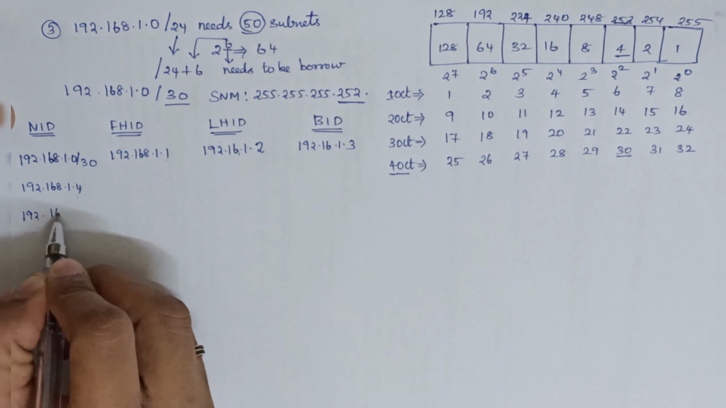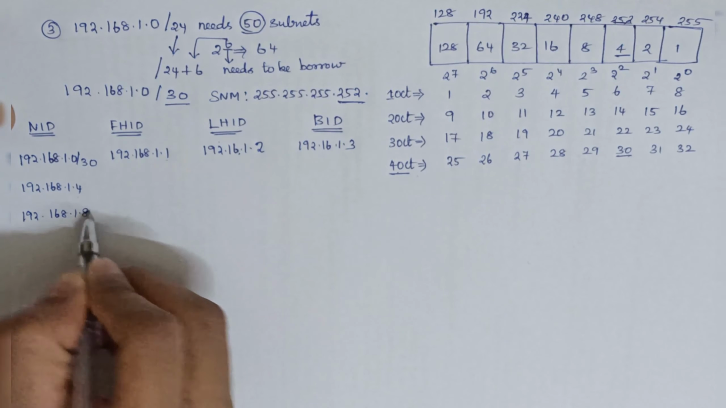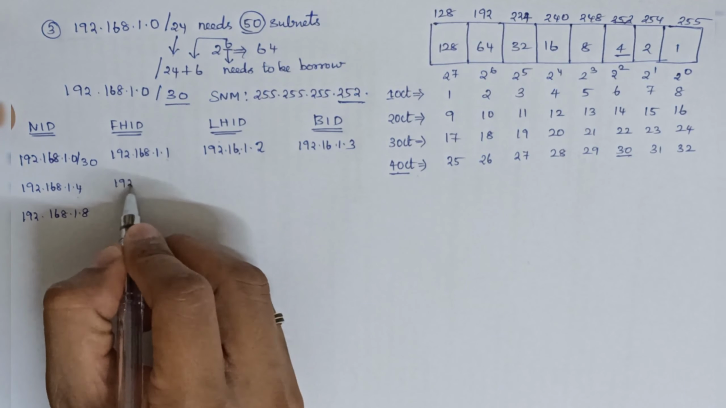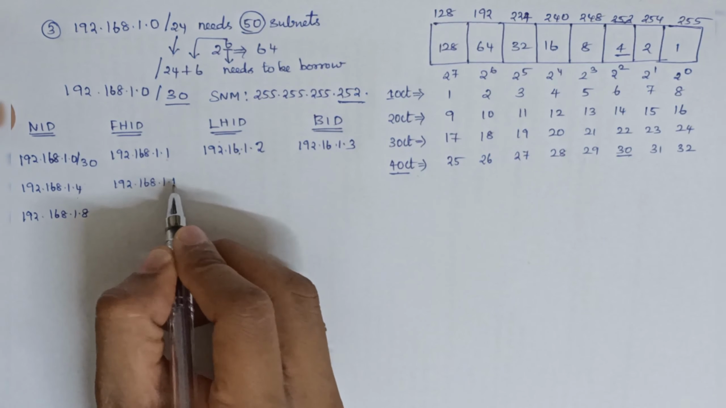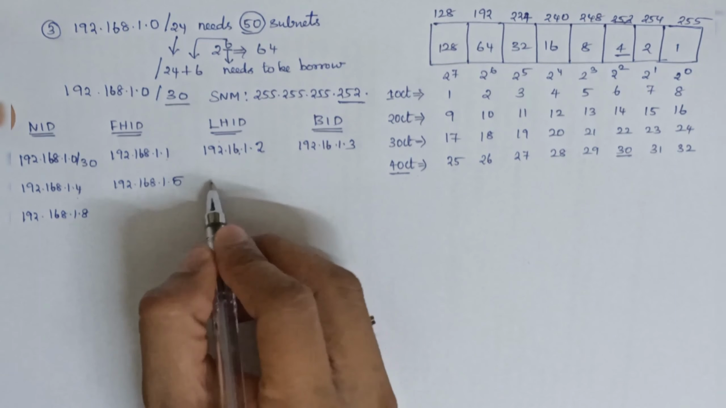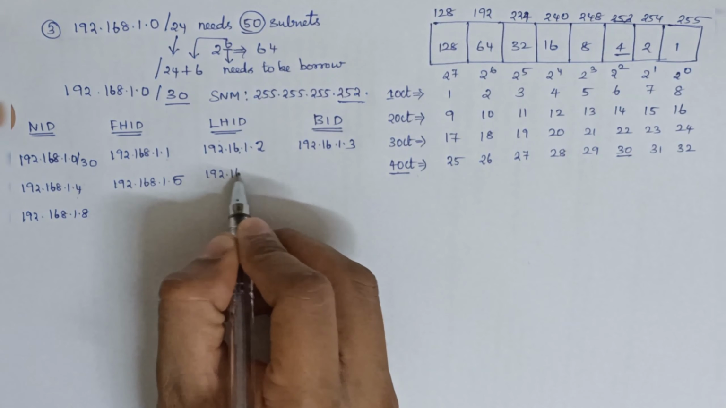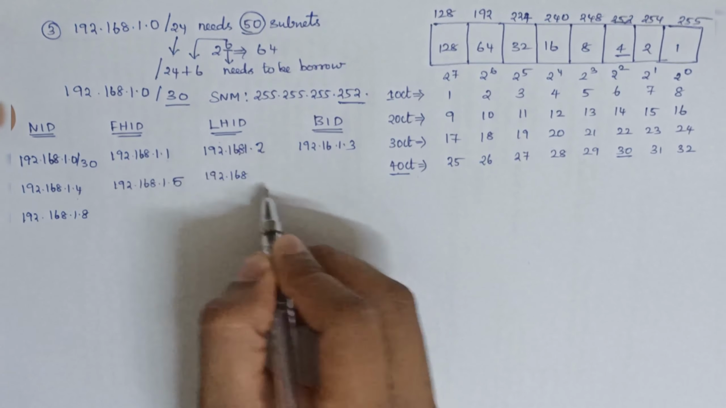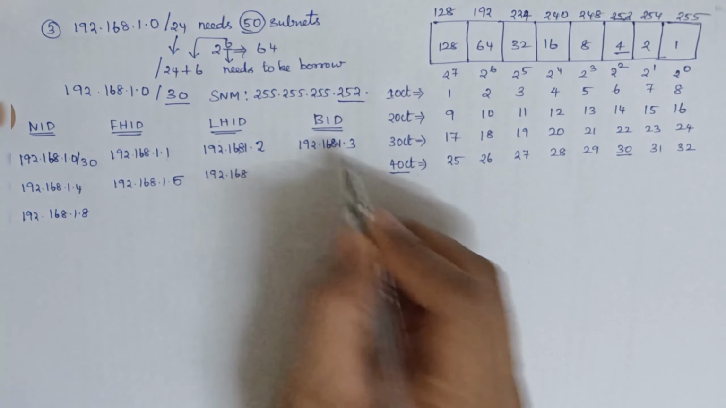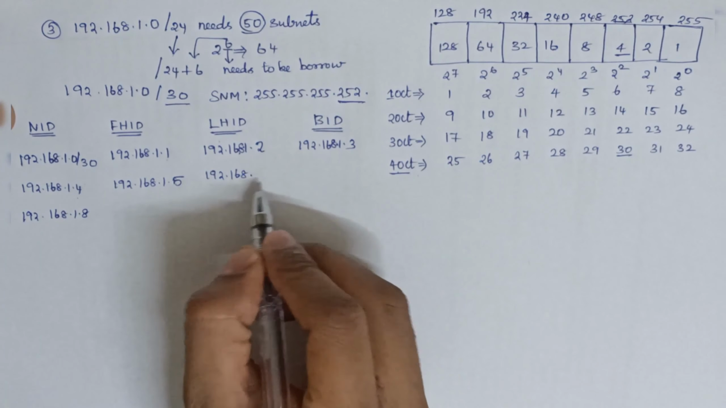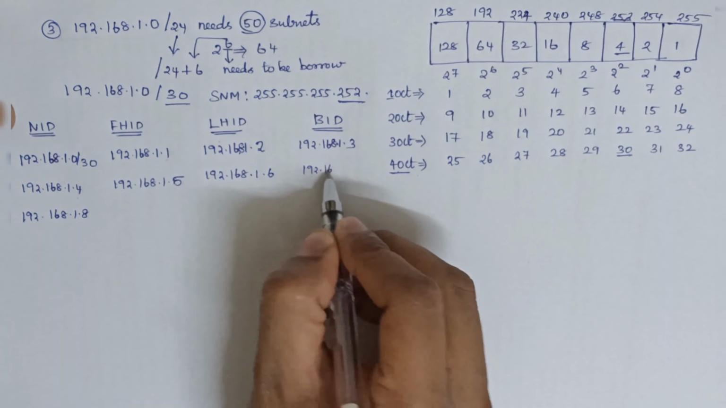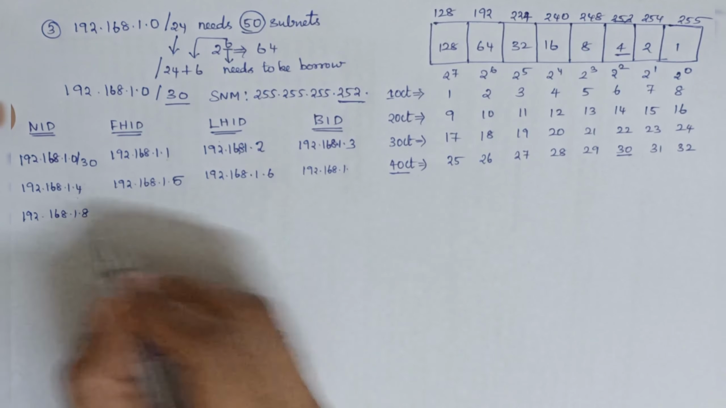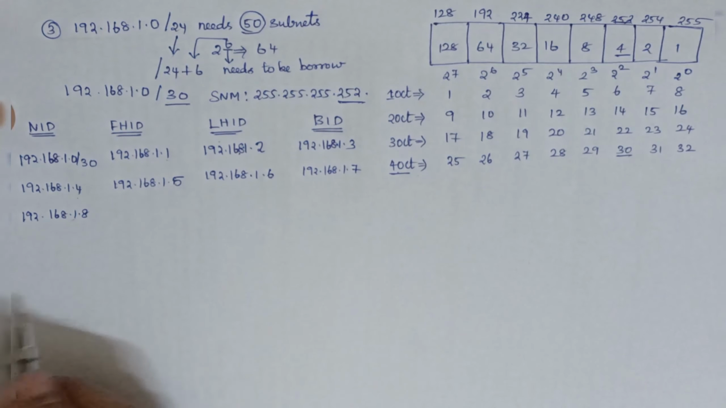192.168.1.4 plus 4 is 8. So the first host IP for the second network is going to be 5. 192.168.1.5, and the last host is 192.168.1.6, and 7 is the broadcast IP. So the previous IP is going to be the broadcast of the previous network.